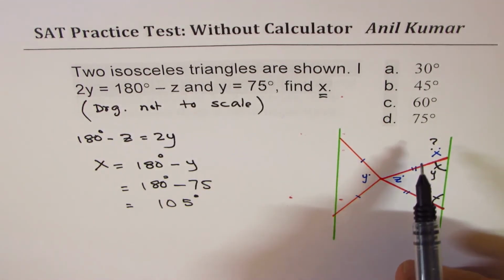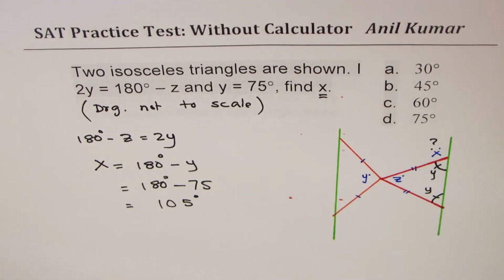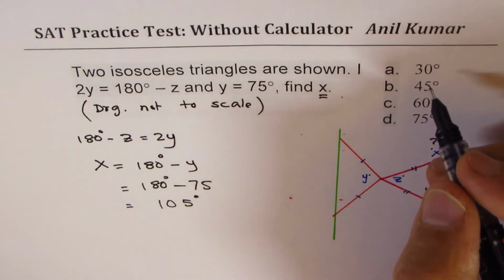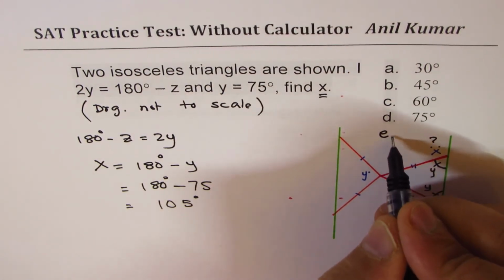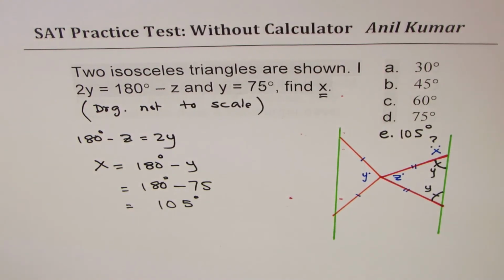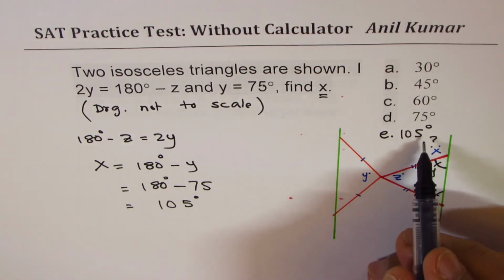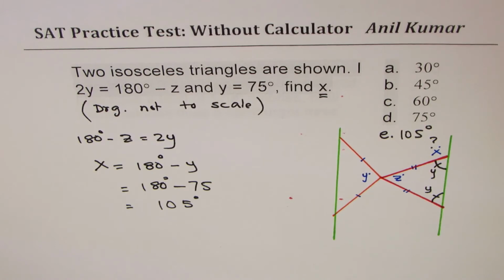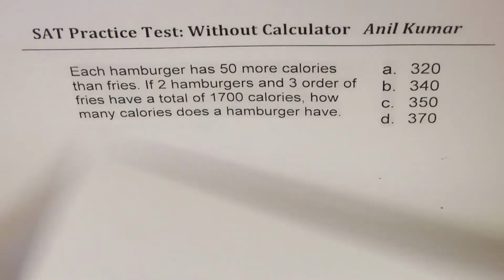degrees. Sorry, there are no options giving 105 degrees here. So there must be a typing error, right? So let me add option E as 105 degrees. Is it okay? So we get option E, which is 105 degrees, and that is how you're going to find it. So let's move on to the next question.